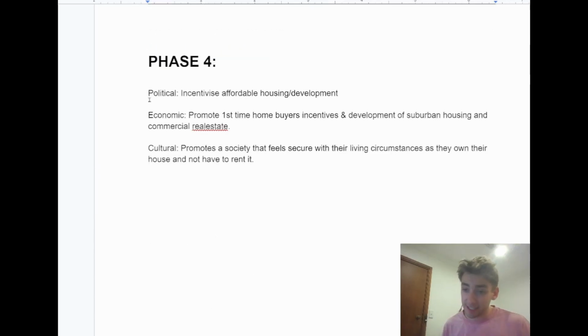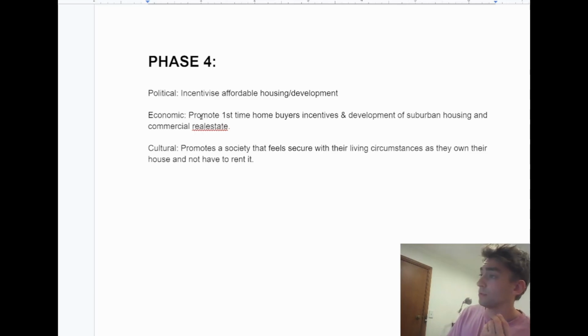Phase 4, on a political lens of view, incentivize affordable housing development. Come on, people, what are we doing? Policies should be passed for affordable housing and affordable development. One of the potential policies would be huge tax breaks or subsidies for developers and businesses who are planning on moving their operations out into a more regional area.